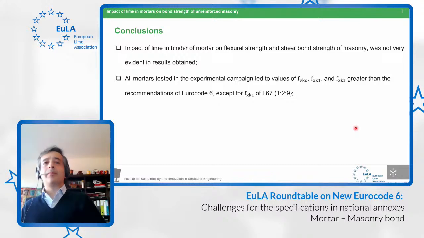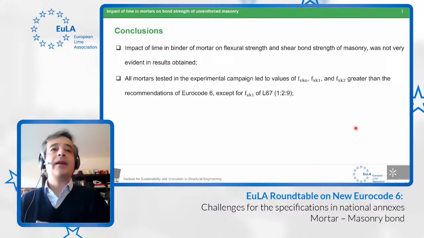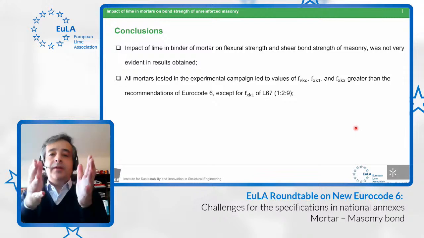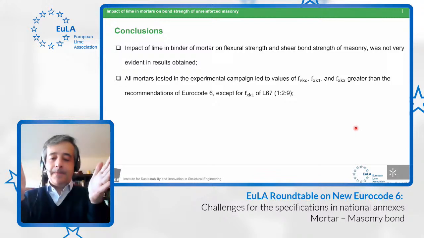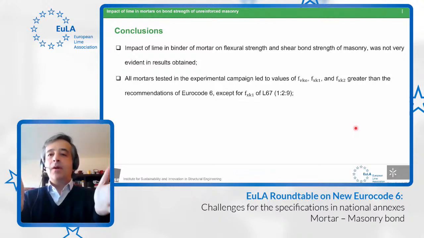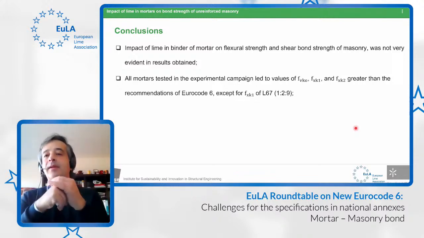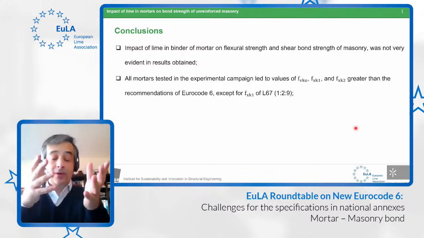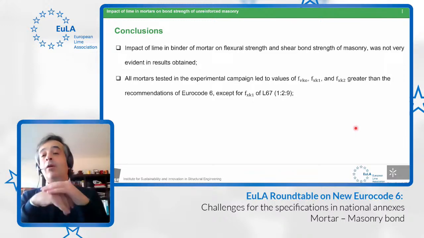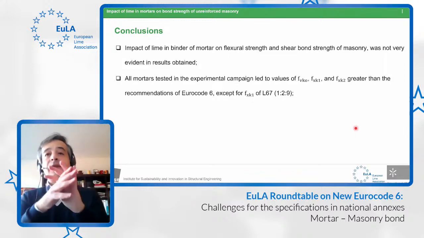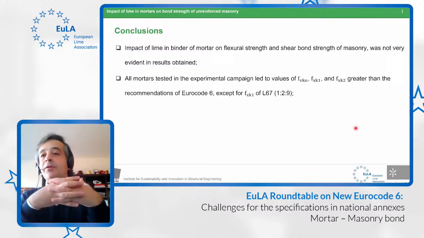So for conclusions, and I'm approaching really the end of the presentation. We wanted to provide a really comparable situation where the single variation between the specimens was the change in the blend of the mortar. So we were using always the same sand, always the same procedures, everything the same with a very big control. We tried to assess the impact of having the lime on the mortar, and it was not so evident.